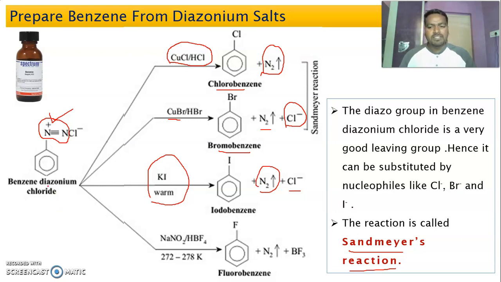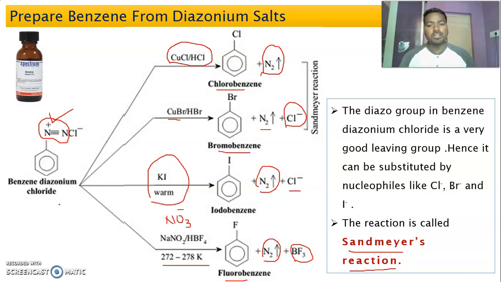And the same benzene diazonium chloride on treatment with sodium nitrite. This is nitrite, if it is NO3 minus it is nitrate, but here it is NO2. Sodium nitrite over fluoroborate, at this temperature 272 to 278 Kelvin, it is going to give fluorobenzene, plus it liberates nitrogen gas, and it gives boron trifluoride.